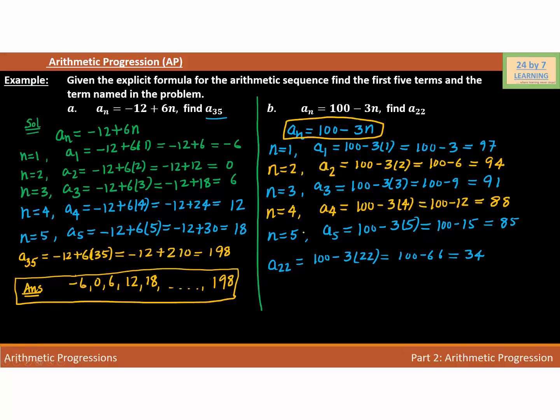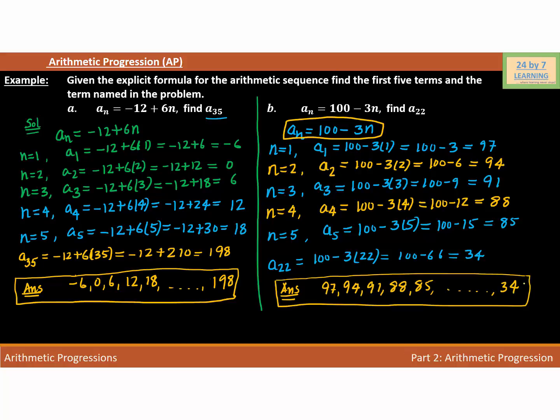If I use all these terms and write the sequence, let's first write the first 5 terms: 97, 94, 91, 88, 85, and then it keeps going, and my 22nd term is 34. This is my arithmetic sequence from this explicit formula. And this is how we'll find the arithmetic sequence using any explicit formula.